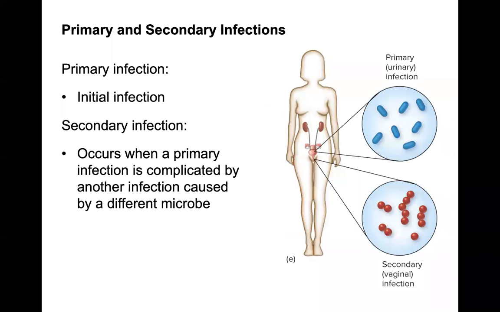Primary and secondary infections. A primary infection is an initial infection. A secondary one is one that results when a primary infection is complicated by another infection caused by a different microbe. It's not uncommon, for example, if you have the common cold, which is caused by viral infections, and if it's left untreated or prolongs for a period of time, you can actually end up developing, say, strep throat or a more serious bacterial infection. That would be a secondary infection.